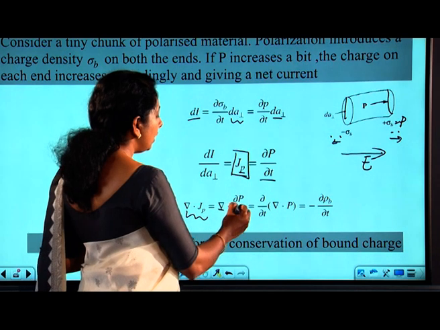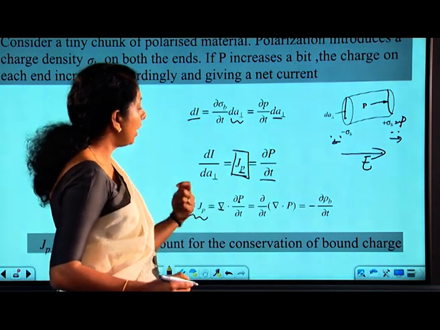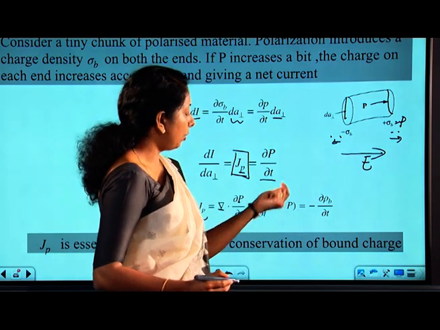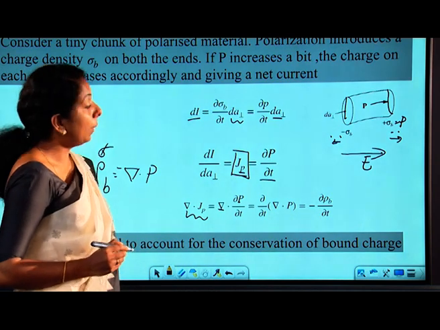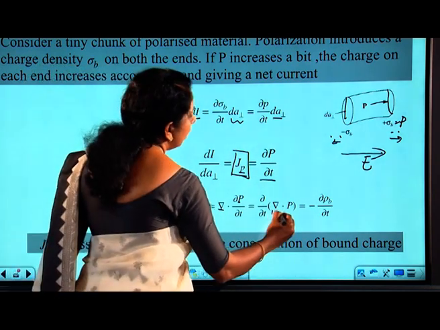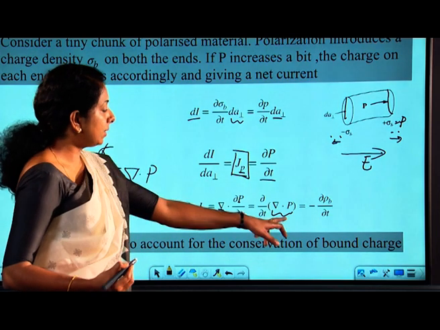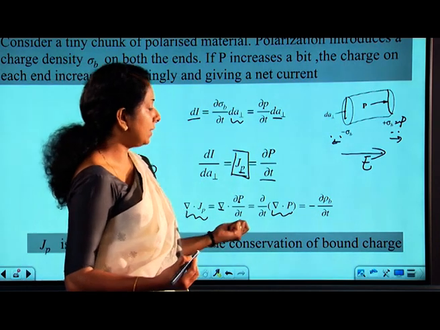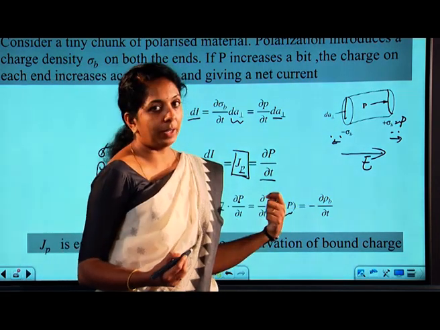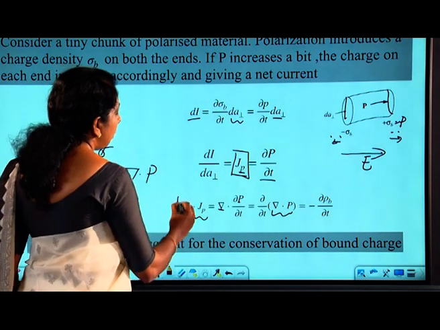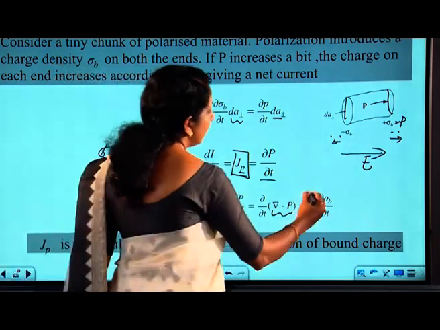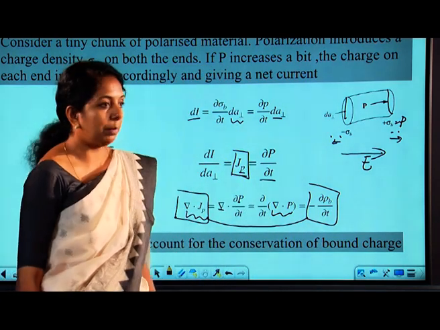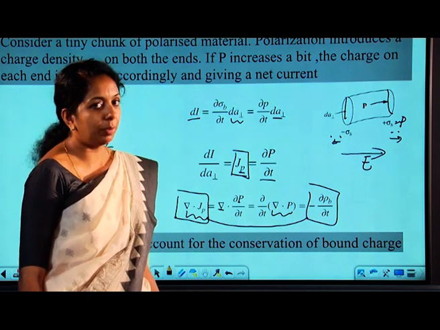Now, we take this del inside because it is an operator that acts on the vector P. So, del by del t of del dot P, where rho b is equal to minus del dot P. Now, we can replace del dot P by minus rho b, so del dot J_p is equal to minus del rho b by del t. That is, J_p, the polarization current density, satisfies the equation of continuity: del dot J_p is equal to minus del rho b by del t.